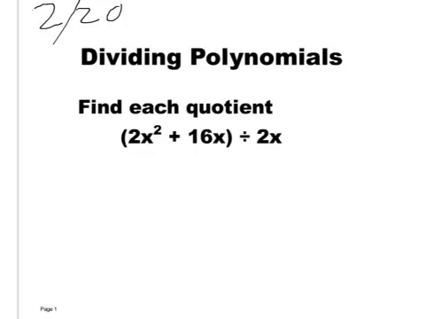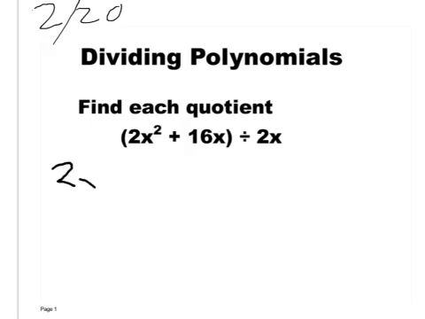Alright, today we're dividing polynomials. You're supposed to find each quotient. If you have 2x squared plus 16x divided by 2x, here's the easiest way of doing it: splitting everything up.